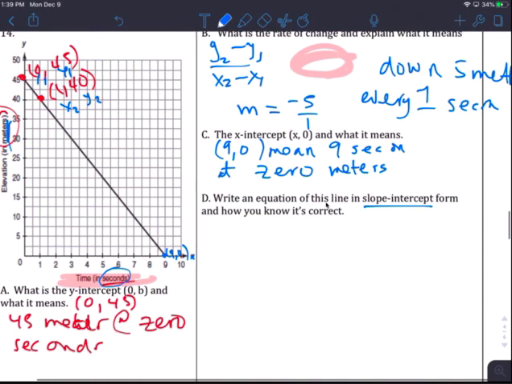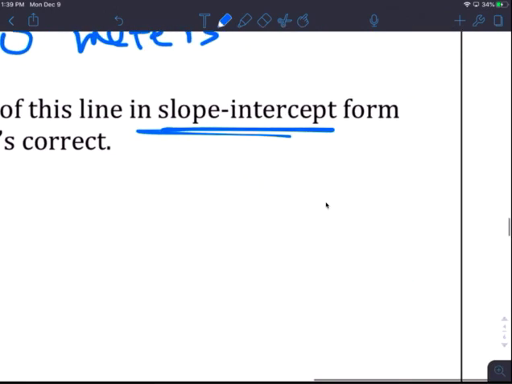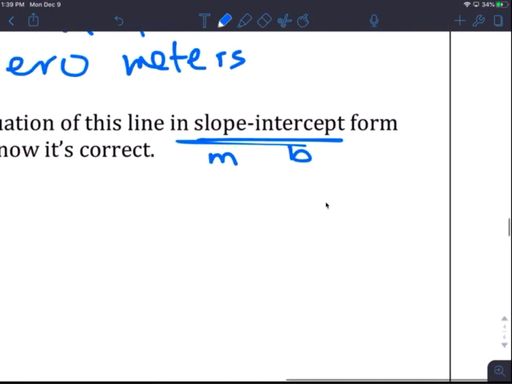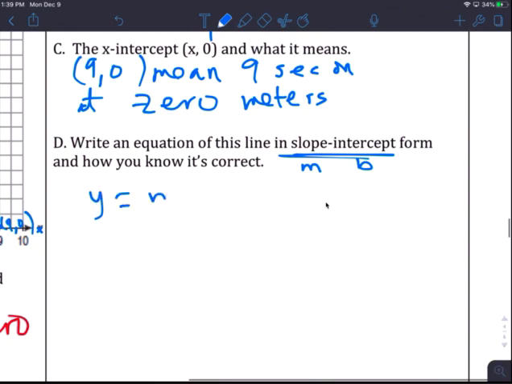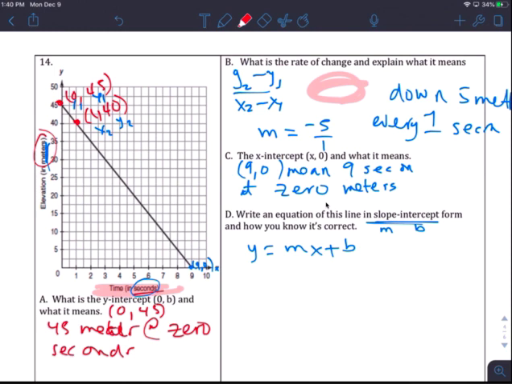Write an equation in slope-intercept form. Slope is m, intercept is b. So y equals mx plus b. Okay, m is -5 right here. Bring down the x, and b, the y-intercept, is 45.